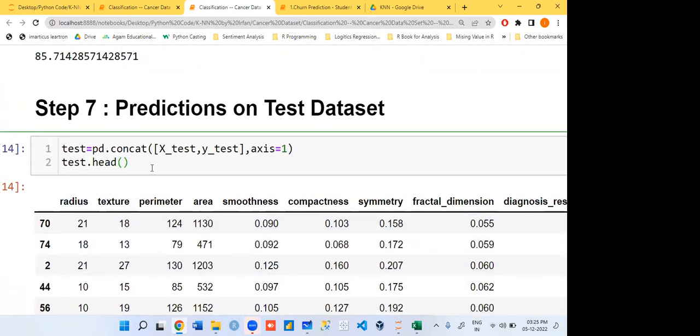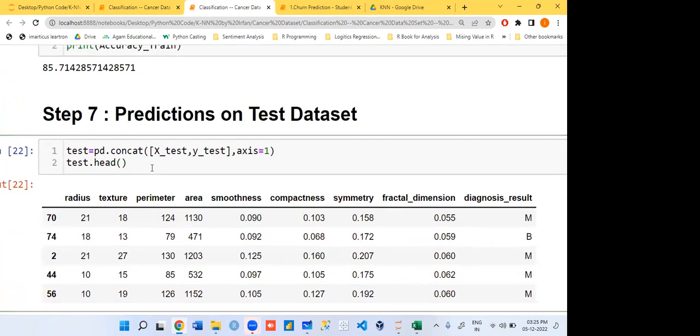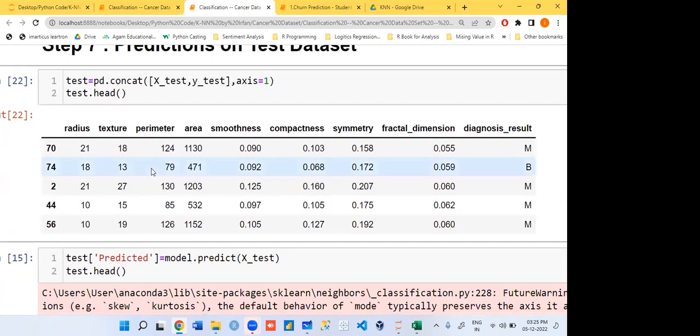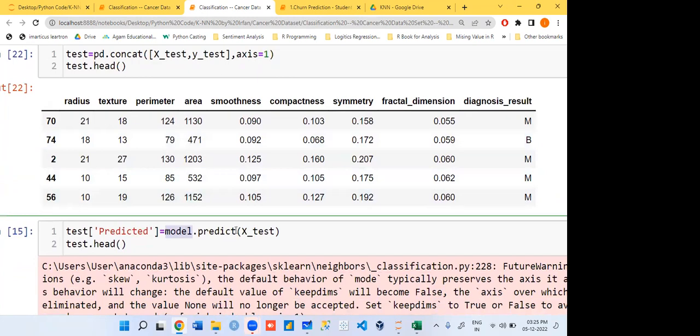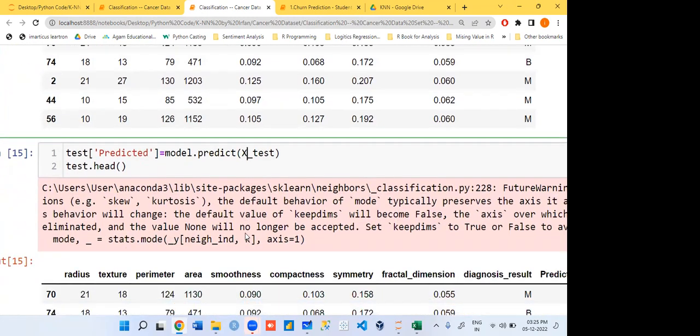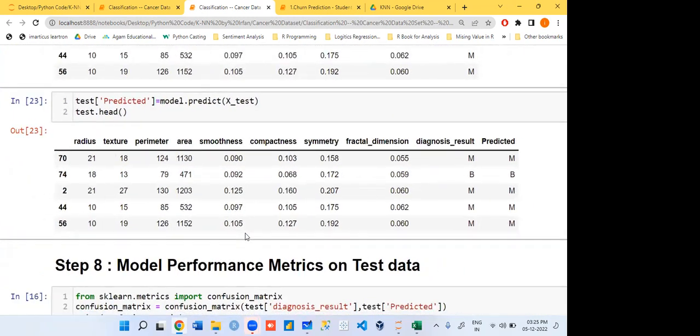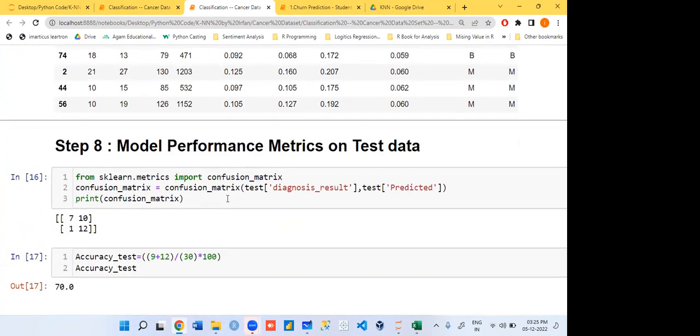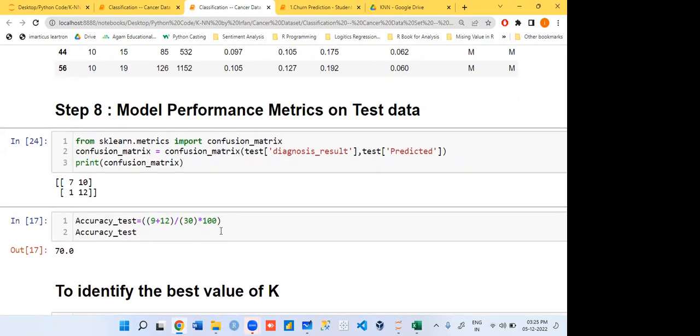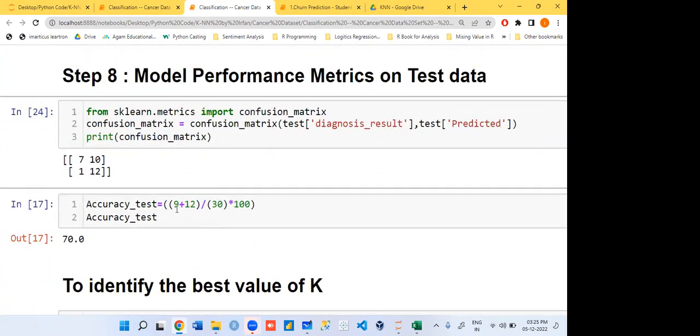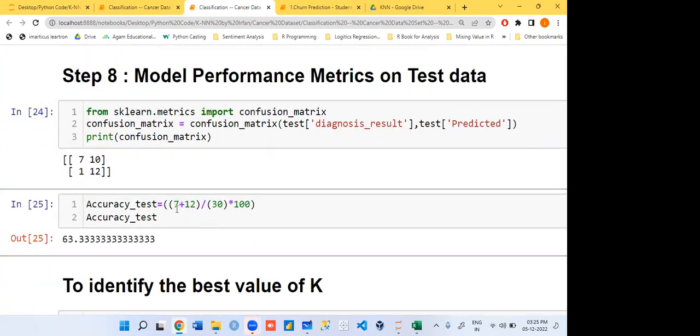I combine my X test and Y test. Model should predict for X test. Then I make a confusion matrix for this. How much is the value? Good or bad? So what should I do now? So can I say square root of n fails?